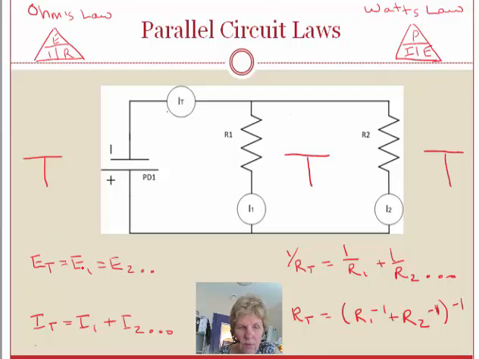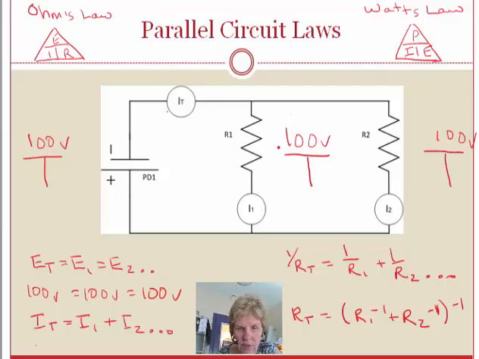E total equals E1 equals E2. This is different than the series circuit. Now, if I knew that I had 100 volts at my source, I would also know from this formula that I would be able to use 100 volts at each one of the resistances. So 100 volts total equals 100 volts at E1 and 100 volts at E2.